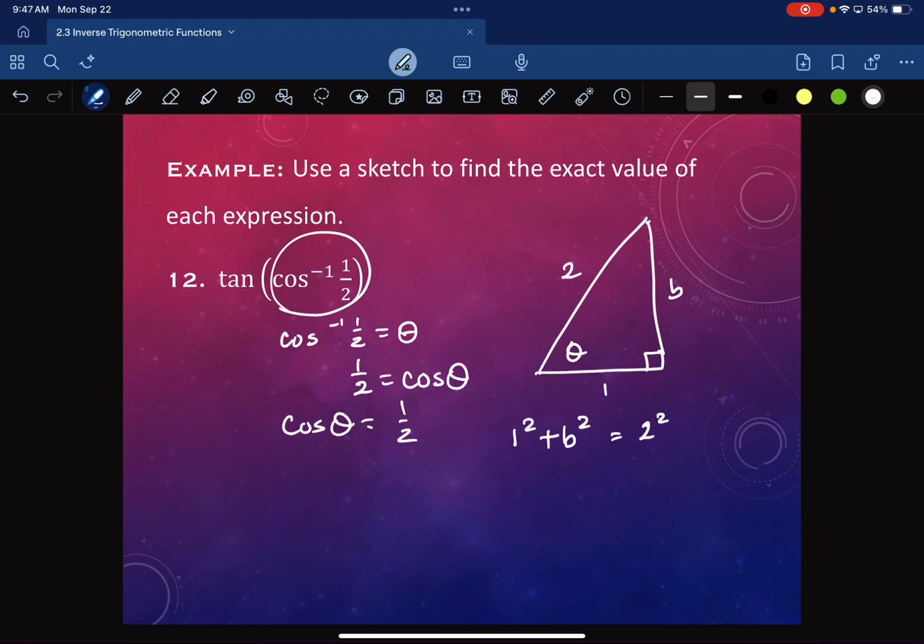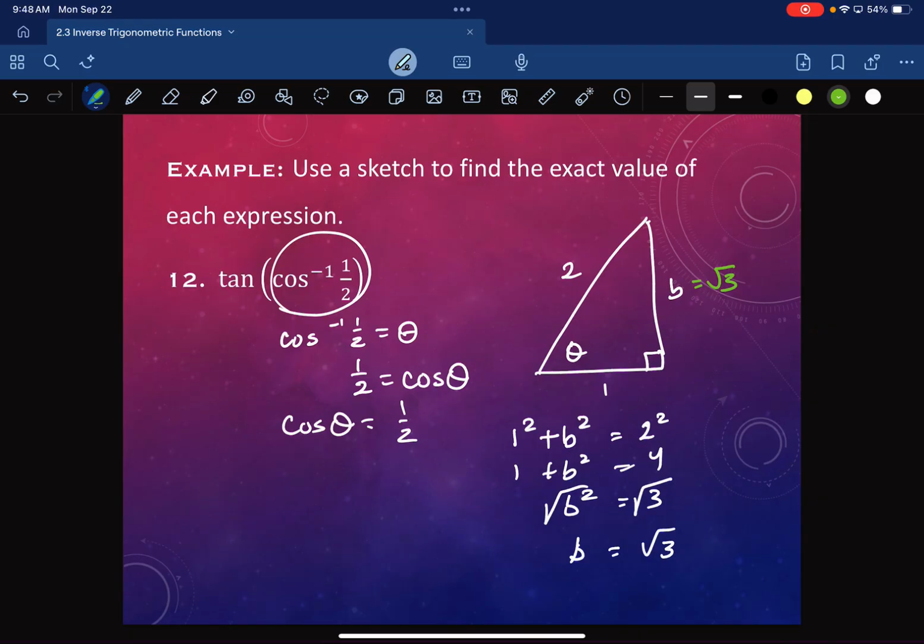So a 2 squared here. So I have 1 plus B squared equals 4. B squared is 3. And just like Deacon noticed, this actually is one of our unit circle value triangles. Did it have to be? No, but it happened to be, and that's okay. So this one is square root 3 right here.